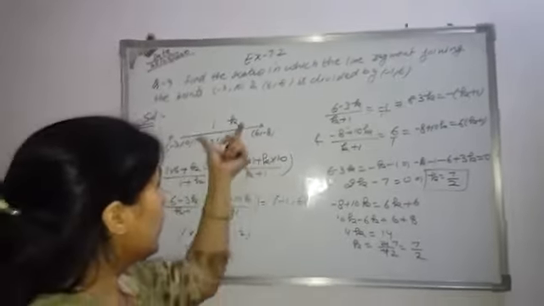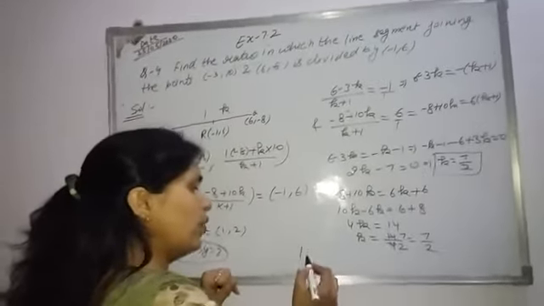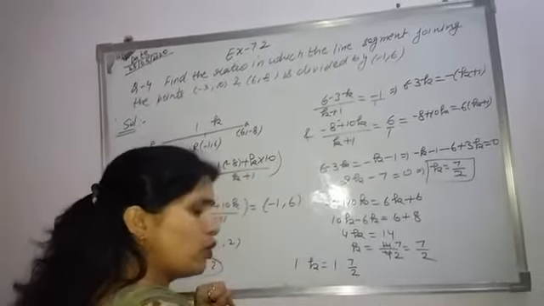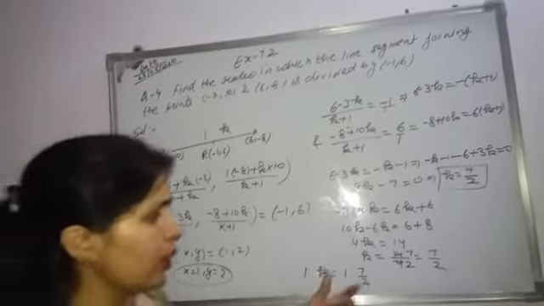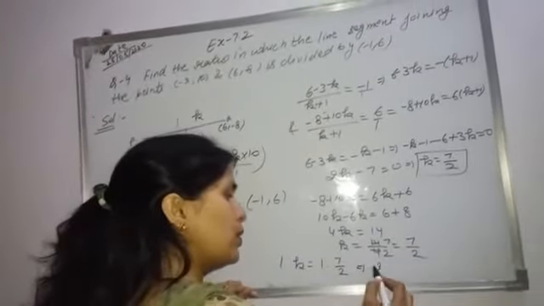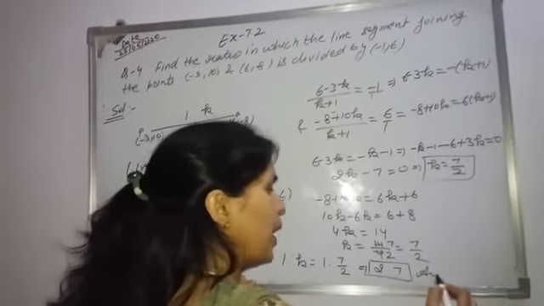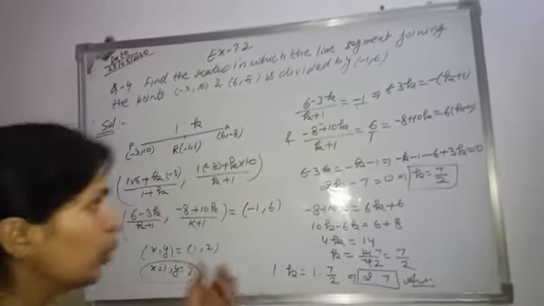Now what is the value of this ratio 1:k? We can write this term as 1:7/2. What is the meaning of this term? That the ratio is 2:7, and this is the required value.